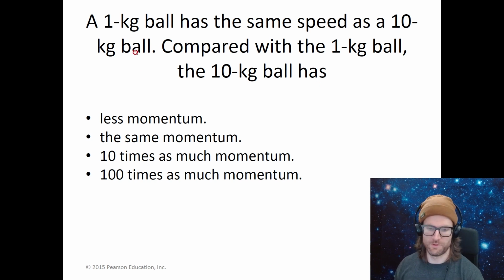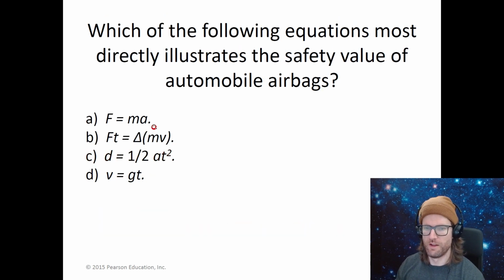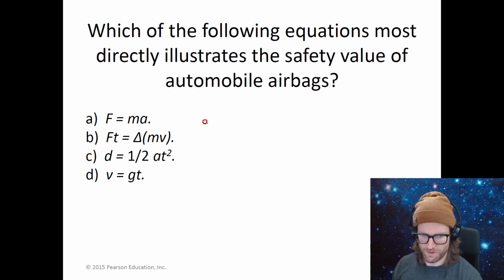So that means 10 times the momentum. So 10 times as much momentum. Okay. Which of the following equations most directly illustrates the safety value of automobile airbags? F equals ma? Maybe. Ft equals delta momentum. That sounds pretty good. D equals 1/2 at squared. That looks like for how much distance you travel with gravity. And this looks like change in speed due to gravity. I think it's this one. Force times time equals change in momentum.